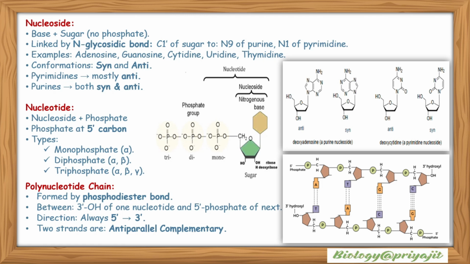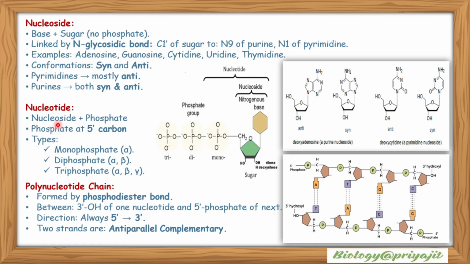Nucleoside consists of base and sugar. There is no phosphate. It is linked by an N-glycosidic bond. C1 of the sugar is bonded to N9 of a purine or N1 of a pyrimidine base. Examples include adenosine, guanosine, cytidine, uridine, and thymidine. So conformations are there as syn and anti conformation. Pyrimidines are mostly found in anti conformation, and purines are found in both syn and anti conformation.